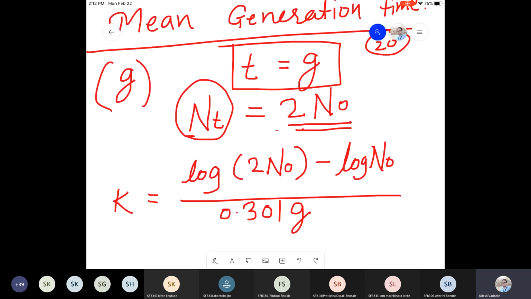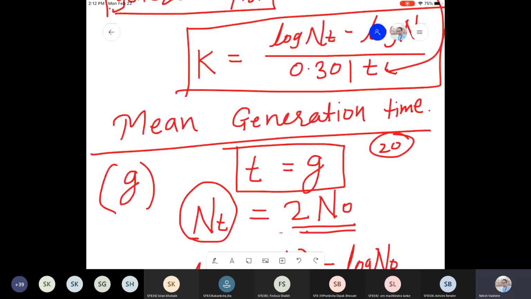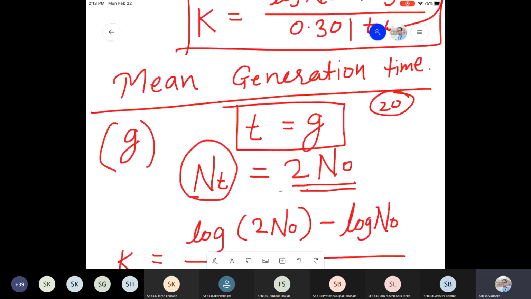Okay, see the mean generation time, we are discussing about generation time. What is generation time? The time required to double the number of cells is known as generation time. Okay, and generation time never remains constant. So as the cells grow, the time passes, the generation time also changes. So instead of considering only one generation time, the mean generation time is considered.